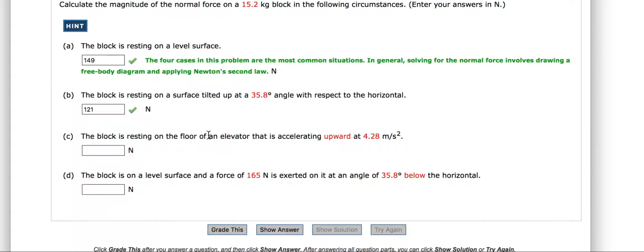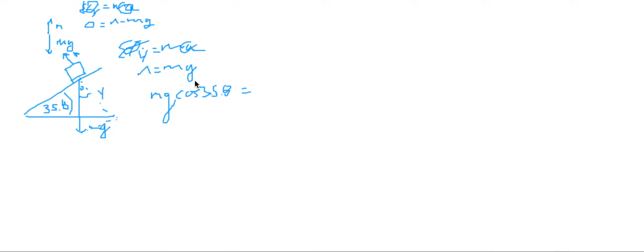The block is resting on the floor of an elevator that is accelerating upward at 4.28 meters per second. So here's our block. Mg is going to be down. Normal force is up. And we have this acceleration here going up. So there is acceleration, so we can't make that 0 again. So we need to find the sum of forces in the y direction.